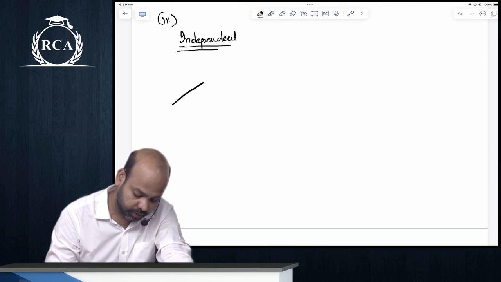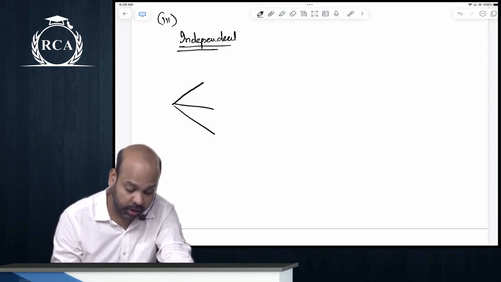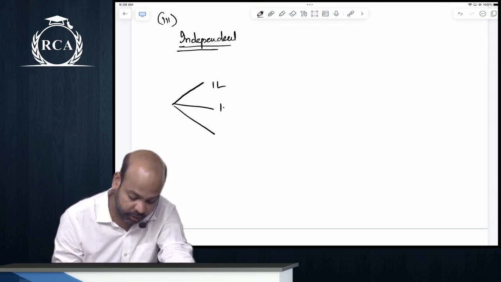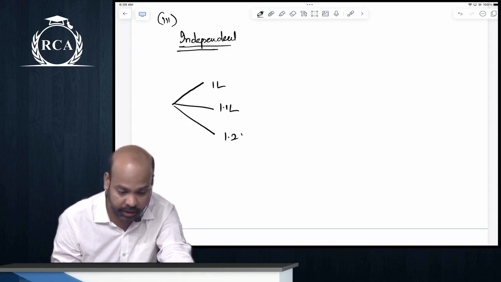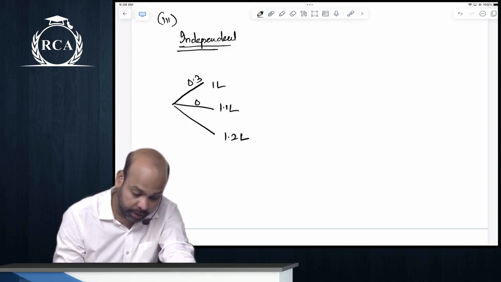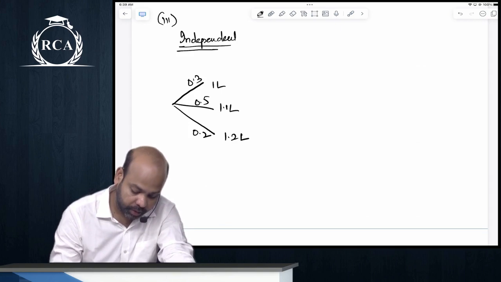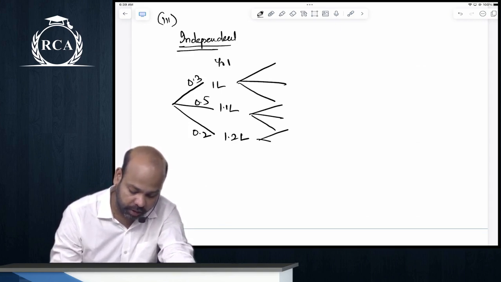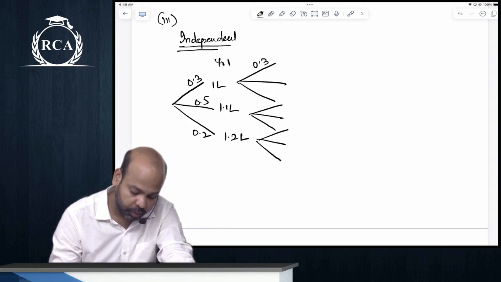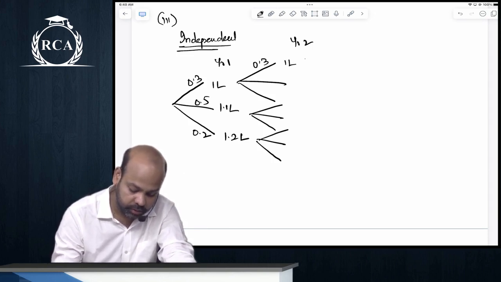related to the first year. In the first year, there are three outcomes. Cash flow can be 1 lakh, cash flow can be 1 lakh 10,000, cash flow can be 1 lakh 20,000. The probability is 0.3, 0.5, 0.2. This is year 1, guys. Year 2, each of these will result in three outcomes. Yes or no? 0.3 for 1 lakh, year 2.